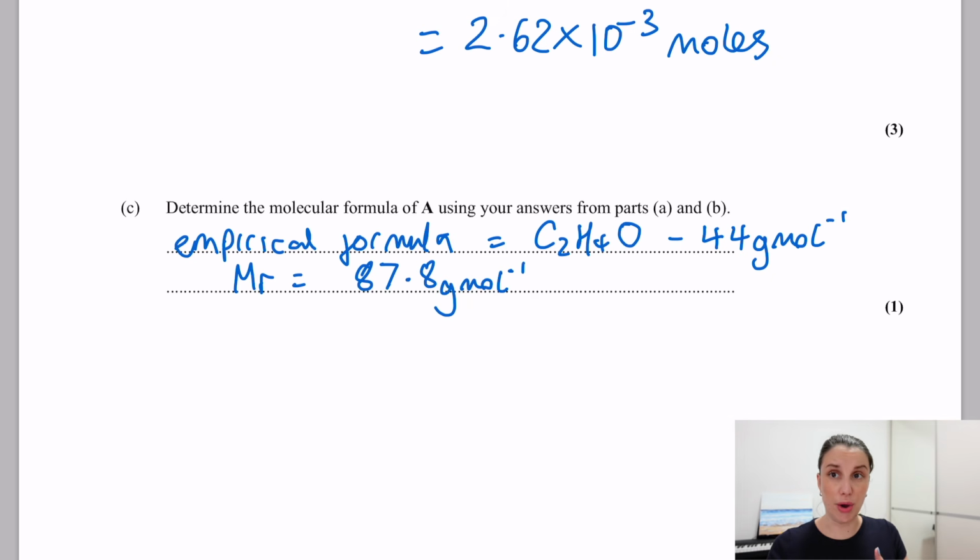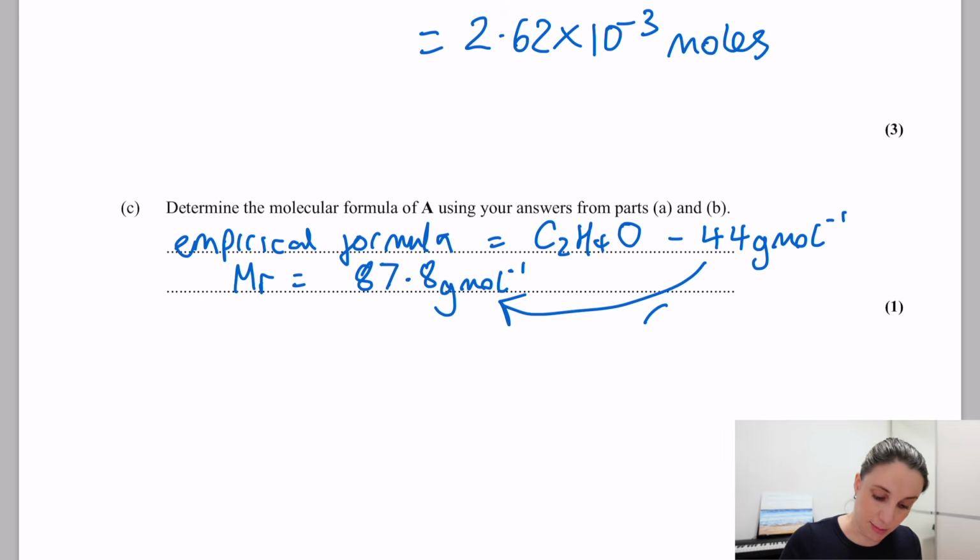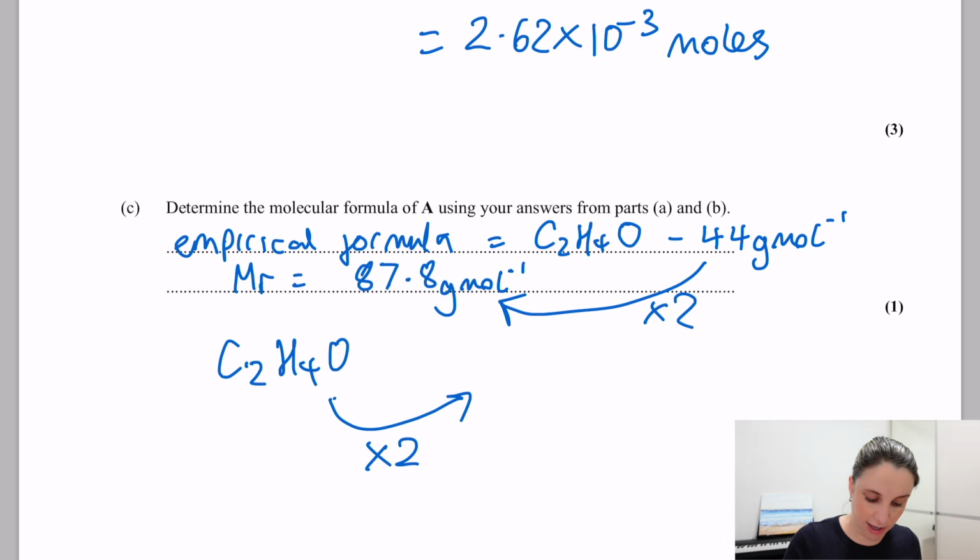So what that means is I know that if the empirical unit was the molecular formula, this number here would actually be 44, but it's not. The relationship between these two numbers is that I need to times by 2. So that means that I've got 2 of the empirical formula units, I don't have 1. So I'm going to do the same thing with the empirical formula: it's C2H4O, and I also need to times that by 2, and I get C4H8O2.